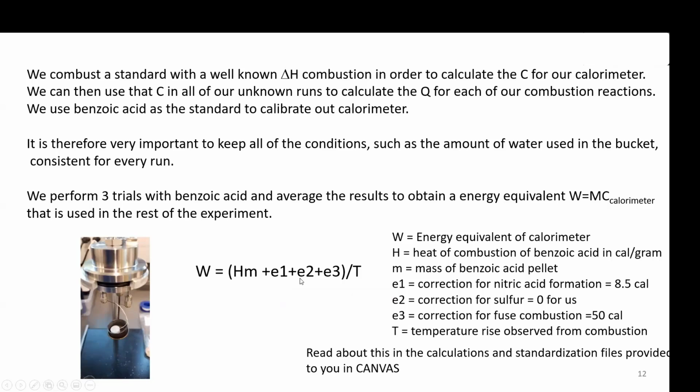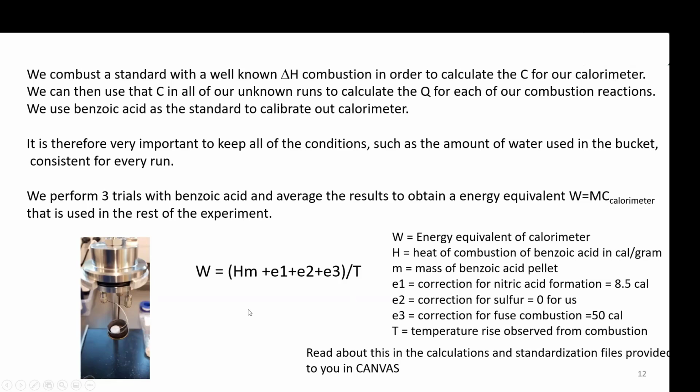And E2 is usually the correction for sulfur. In our case, we didn't introduce any sulfur, so it's 0 for us. And E3 is the correction for the fuse combustion. We use a cotton fuse here, and the combustion value is 50 calories. In the handout, you'll see people use iron fuse, so the correction for iron fuse is different. We'll just use the 50 calories in our case.